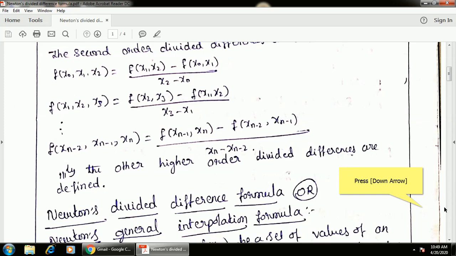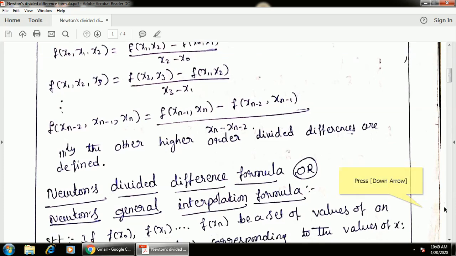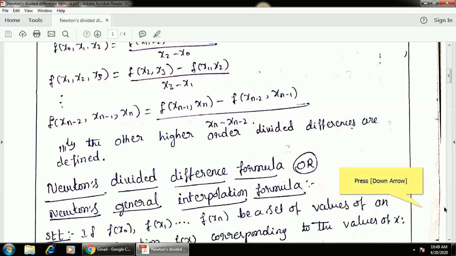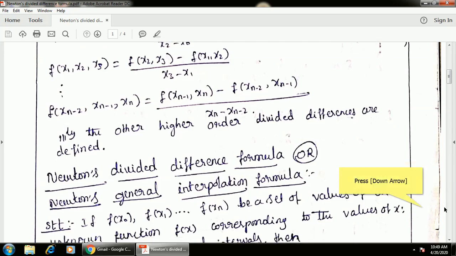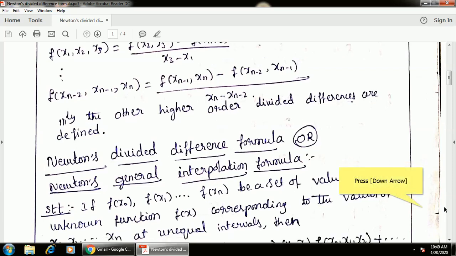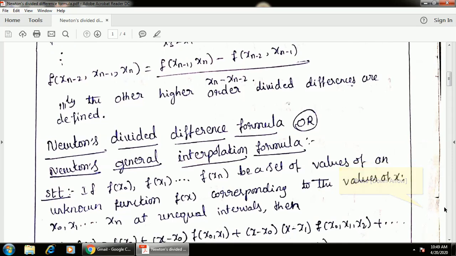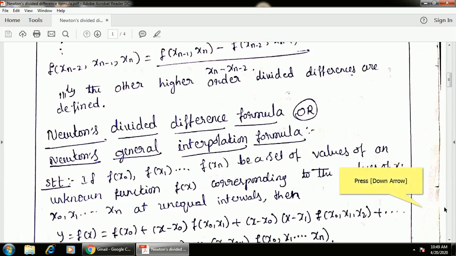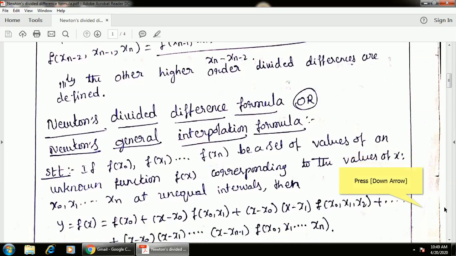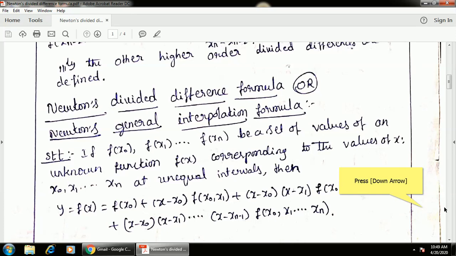After learning how to find the divided differences, we have Newton's general interpolation formula or Newton's divided difference formula. The statement is like this.